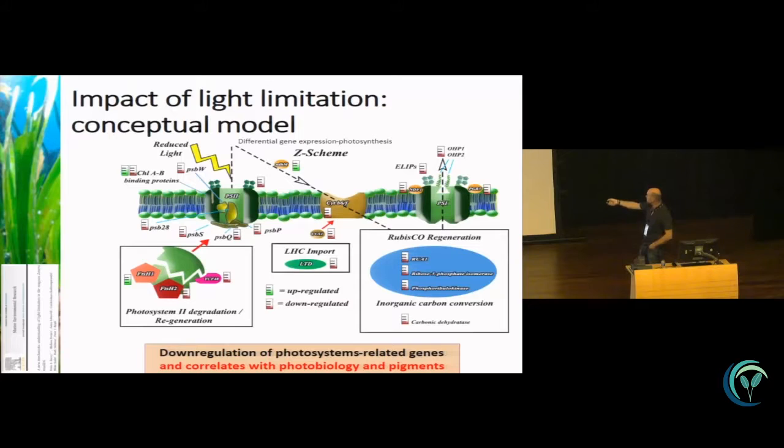Down here, photosystem 2. FTSH1 is a D1 protein breakdown gene. So this is where we're busting apart the photosystem 2s. All of the rubisco is downregulated. The inorganic carbon is downregulated. Photosystem 1 is downregulated. So this is how we've got to kind of draw our stories about what's happening. I'll talk about ELIPs again later. So that's also downregulated.